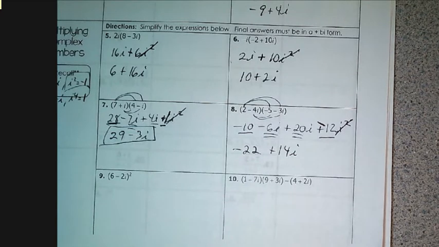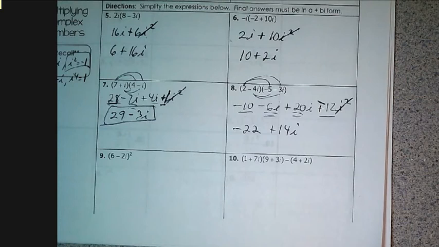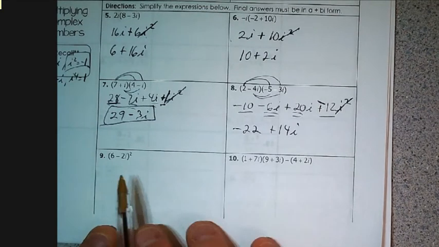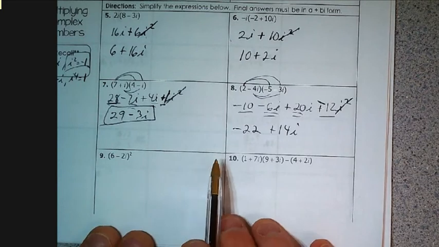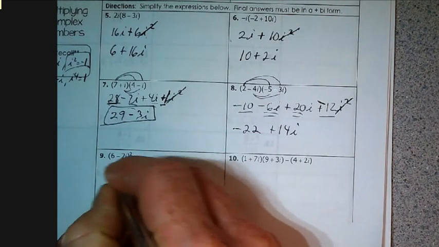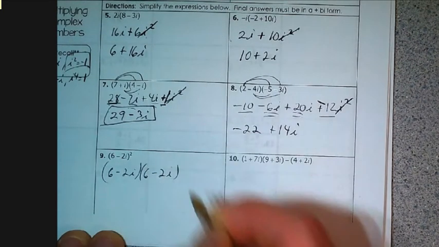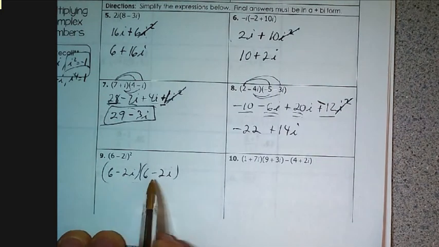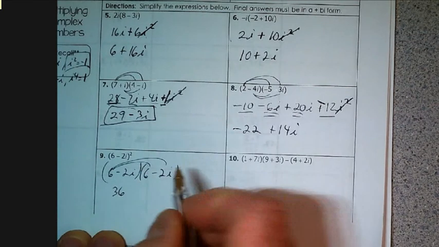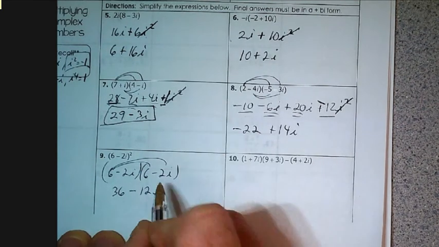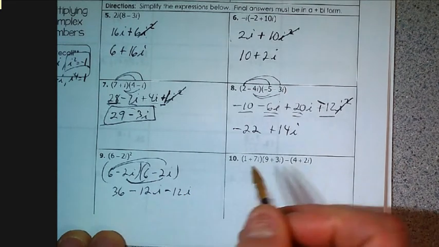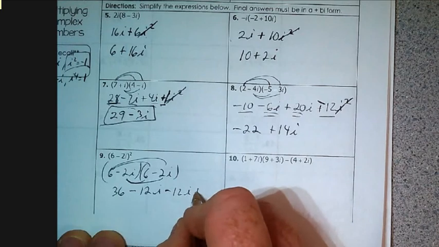All right, try number 9. Alright, so in number 9, this is a complex number that has been squared. I'm going to write it out with both sets of parentheses. So it's 6 minus 2I times 6 minus 2I. So then, first, 6 times 6 is 36. 6 times negative 2I is negative 12I. Negative 2I times 6 is negative 12I again. And then negative 2I times negative 2I is positive 4I squared.